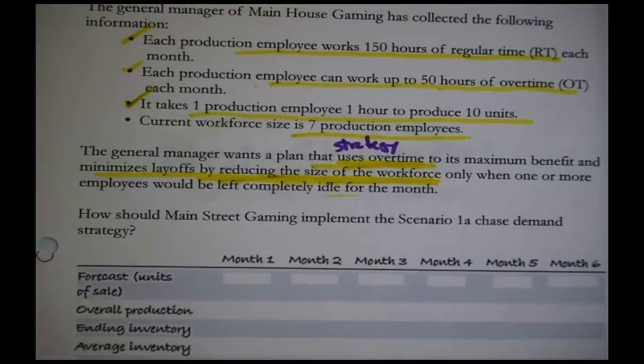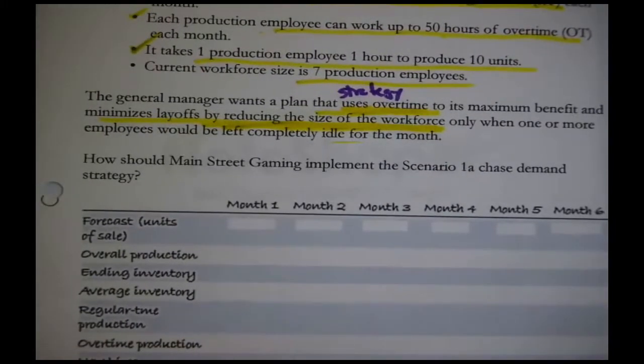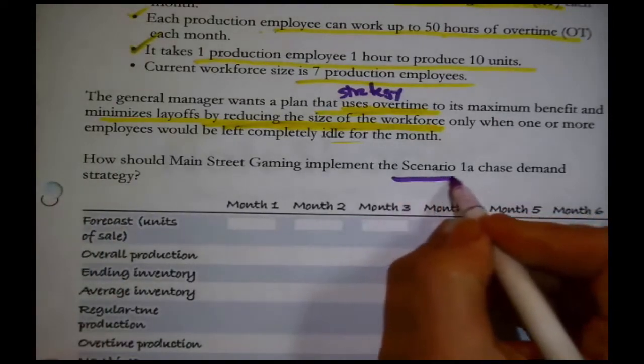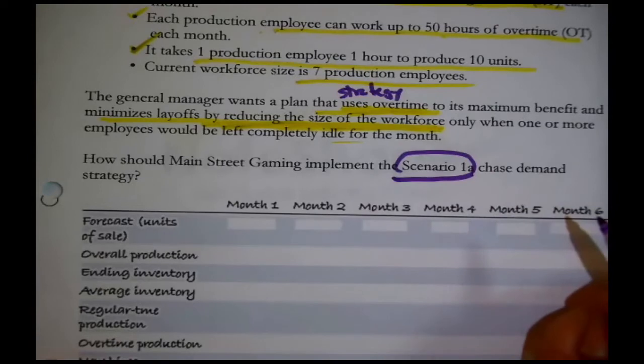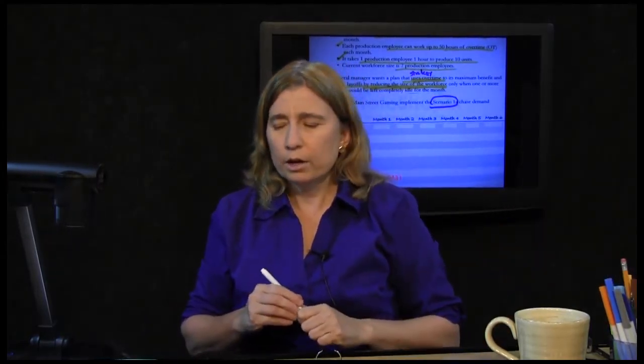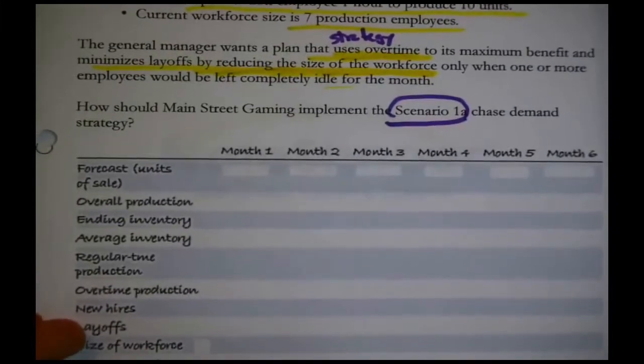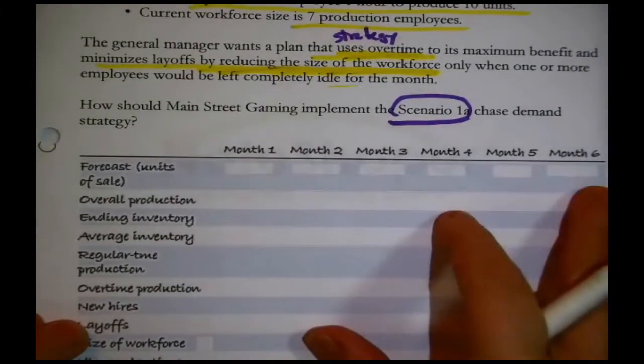Now, how should Main Street Gaming implement scenario 1A chase demand strategy? Wait a minute, we already have a plan. That's right, we already have a plan. The plan is from scenario 1A. Now what were the particulars of that plan? If you have the note frame, you see that there is this big blank table.